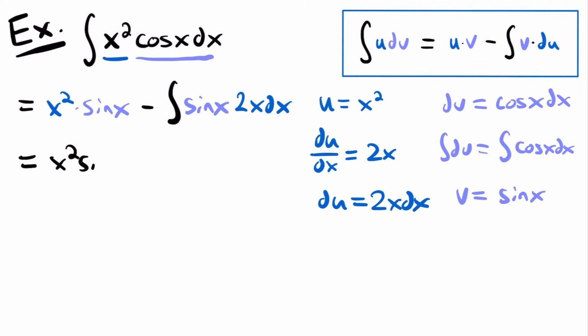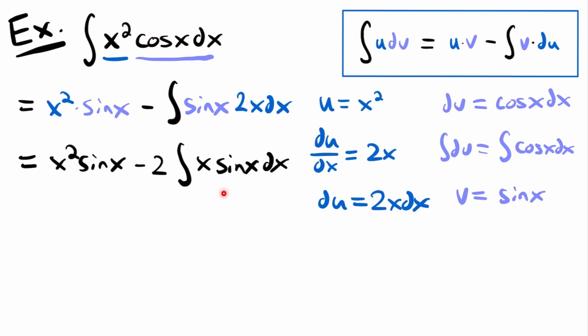x squared times sine x. And then I'm going to pull this 2 to the outside. And so we'll have negative 2 times the integral of x times sine x times dx. And look what we have right here. We have another integral that we can't integrate unless we use integration by parts, right?